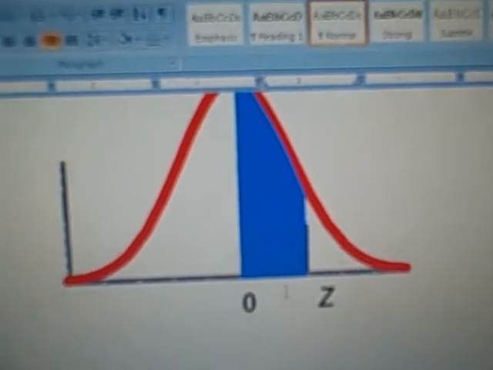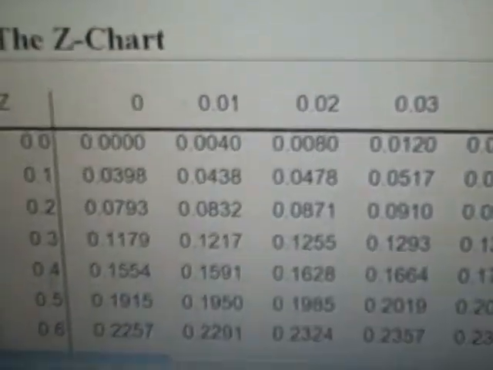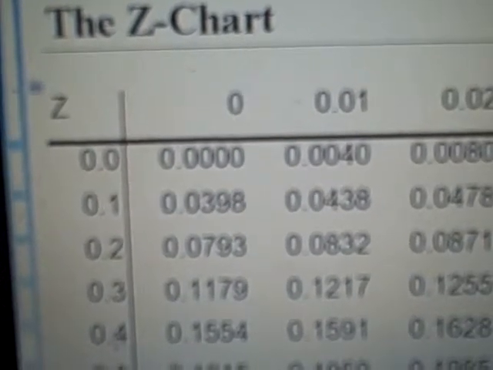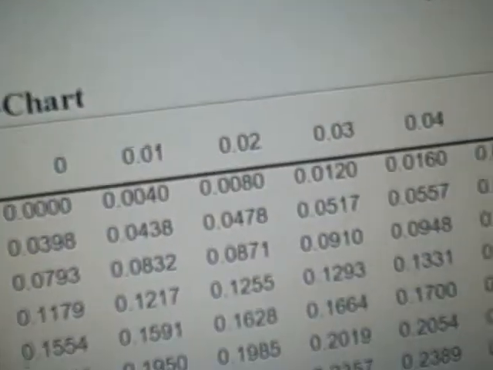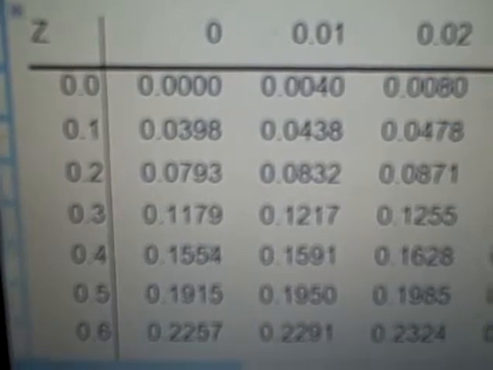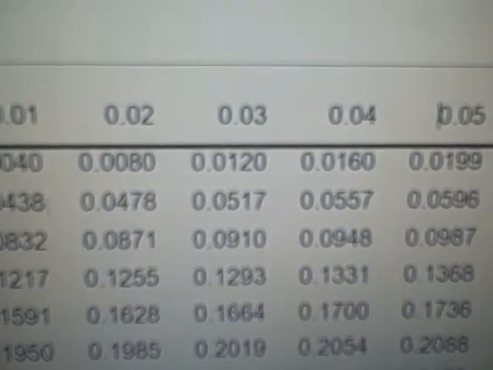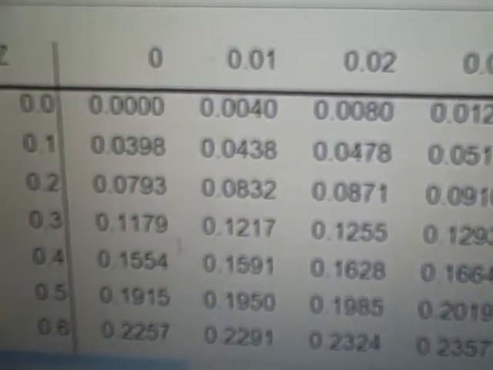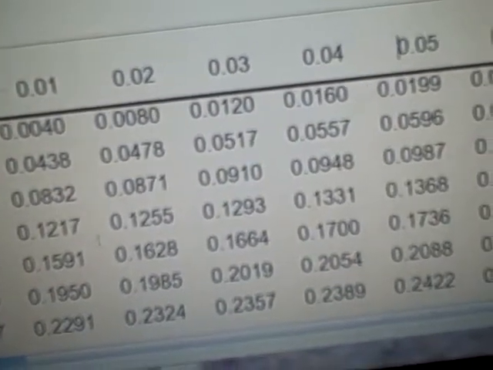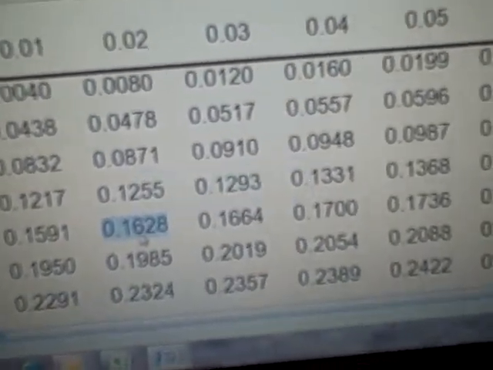And if we wanted to find the area between 0 and some number z, say 0 and 0.4, well, the answer is 0.1554. If I wanted the area between 0 and 0.42, I would look up 0.4, and then here's a 2, under column 2, and the area between 0 and 0.42 is this number right here, 0.1628.